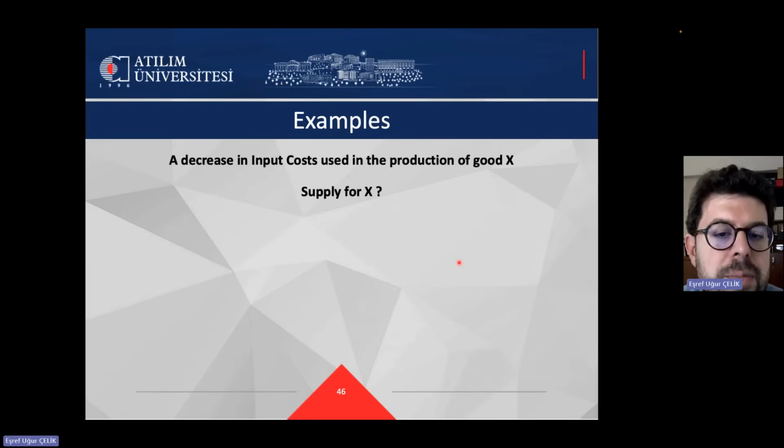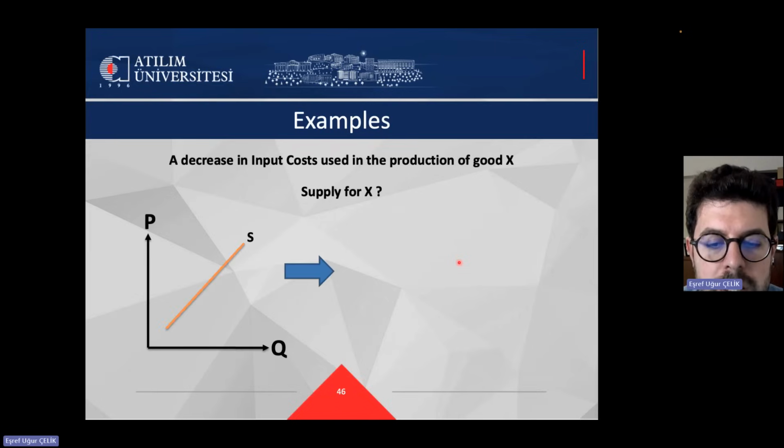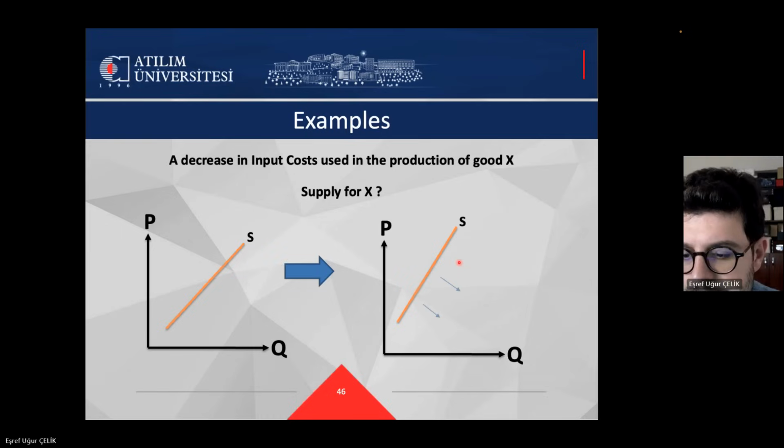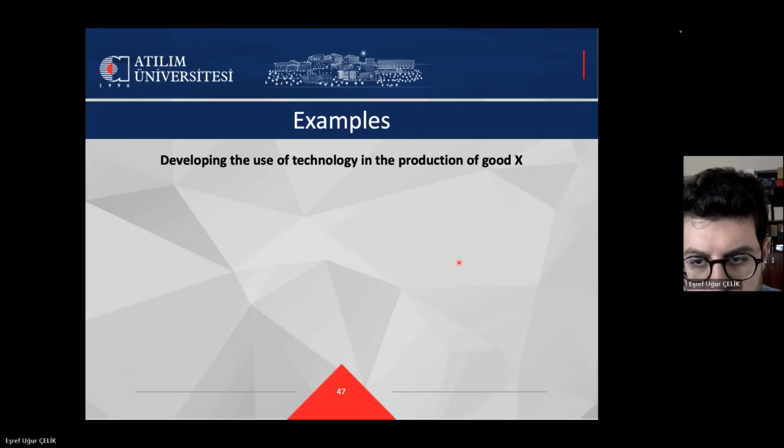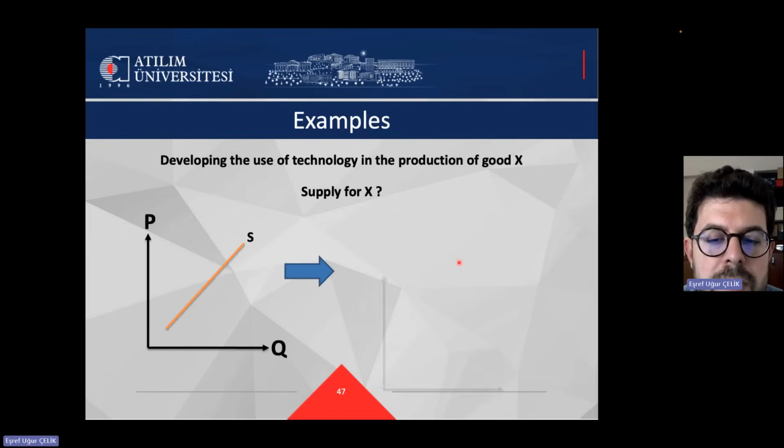When input becomes cheap, that means production cost becomes lower. With the lower production cost, the producer wants to produce more, so the supply curve is shifting to the right. That is the increase of supply. Another example: you can use more efficient technology, so you produce more, so the supply curve is shifting to the right.